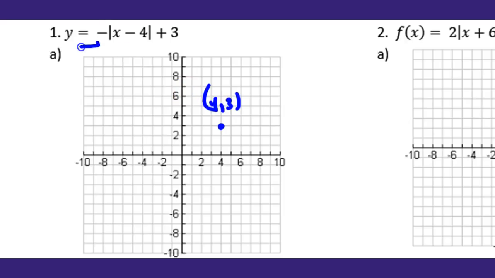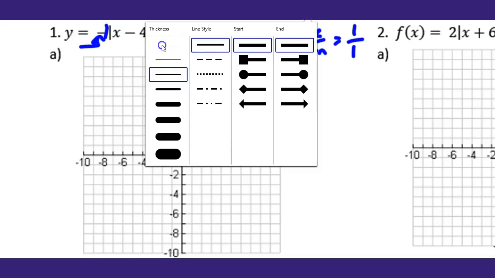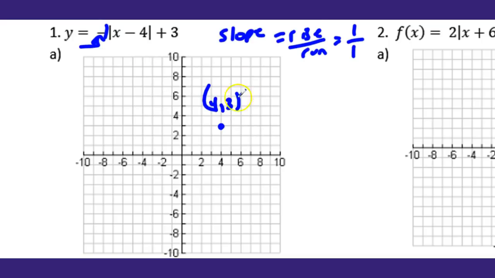Now, notice this negative out front. That negative out front tells us this thing is going to open down. The next thing we've got to identify is the slope. There's an invisible 1 right there, an implied 1. So the slope, remember, is rise over run, so in this case it's 1 over 1. So I'm going to go down 1 and over 1 to make this graph. No calculator needed. Down 1 over 1. Keep going. Down 1 over 1.